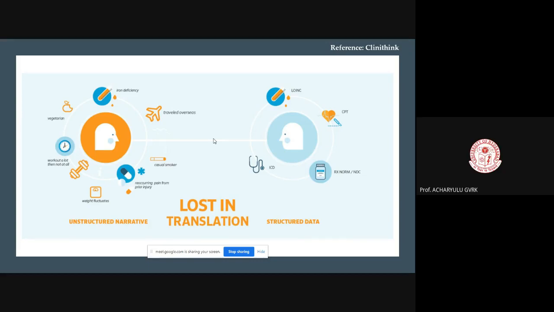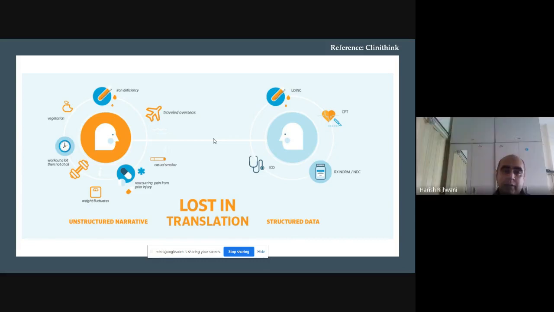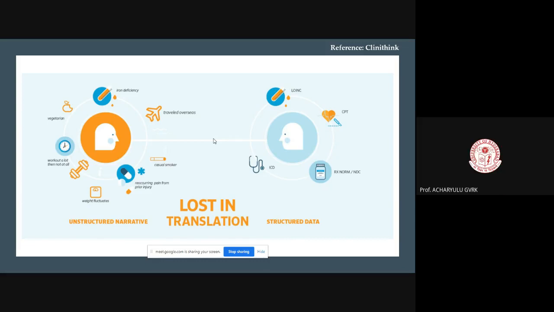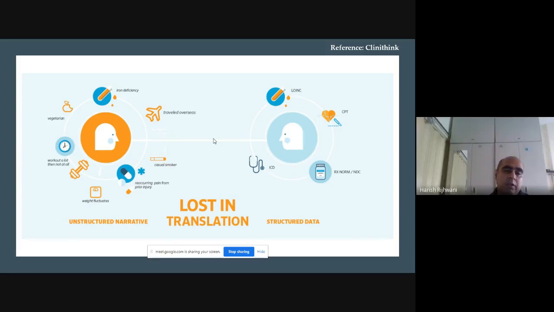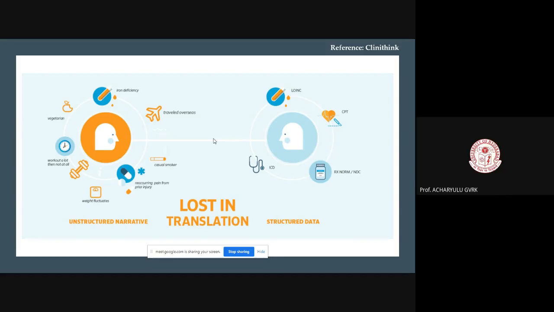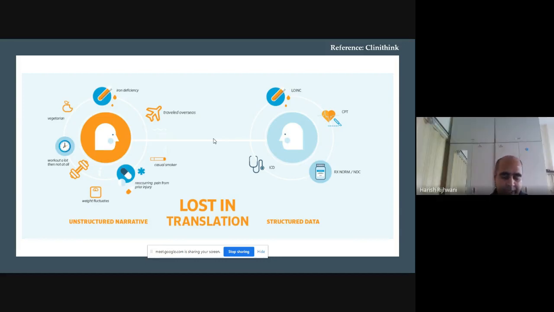We can use some coding language to classify the documents into ICD. What is ICD? International Classification of Diseases. Okay. Yes, so that is one way. So how do you convert that into an ICD code? Any idea?